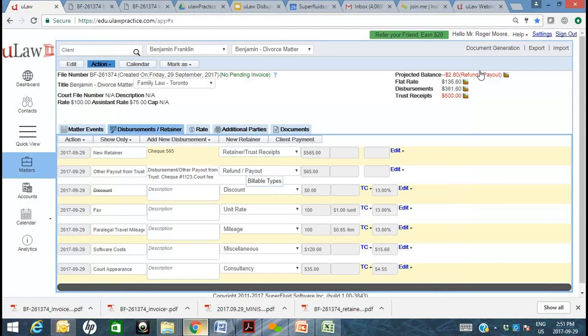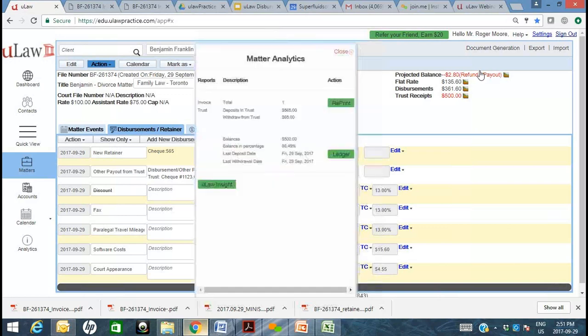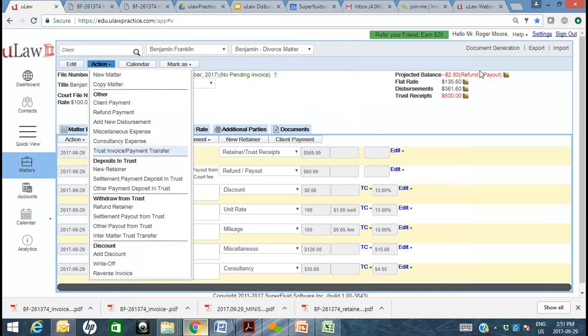And now in this particular example, the fact that there was trust money involved, you've got to move that money. It's one more step to make that money yours, which is moving it from trust to general. So in uLaw at least, you hit the question mark, you can do the trust transfer here, or you can just do the trust invoice payment transfer. Same screen.